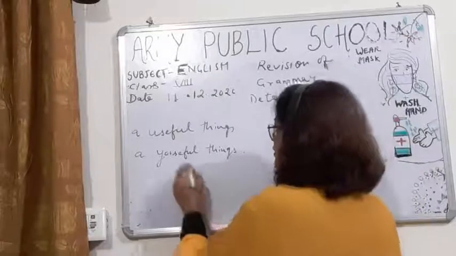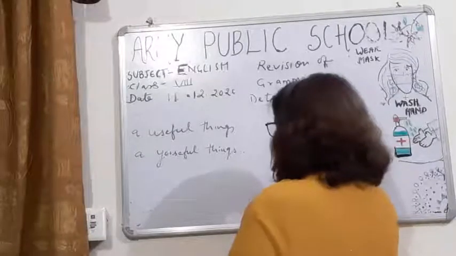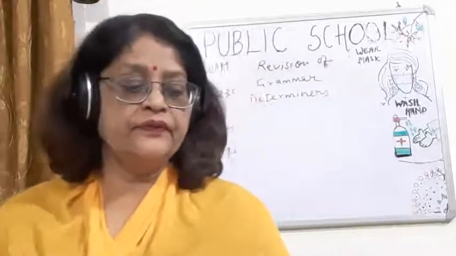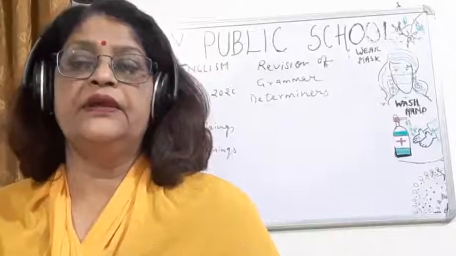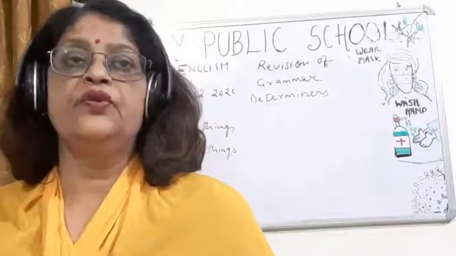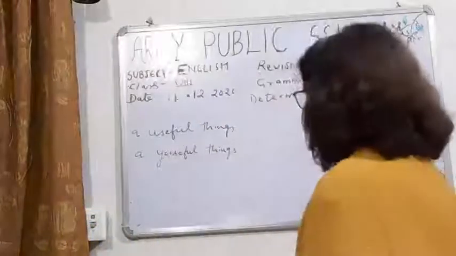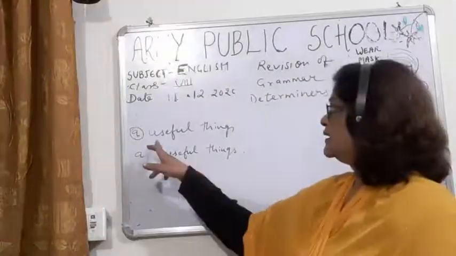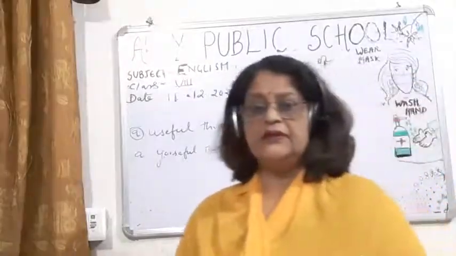Useful thing. All right. So though it is starting with the vowel letter U, the sound is a consonant sound, like Y, as in useful. So we will write here a. We will write here a useful thing, a useful thing.